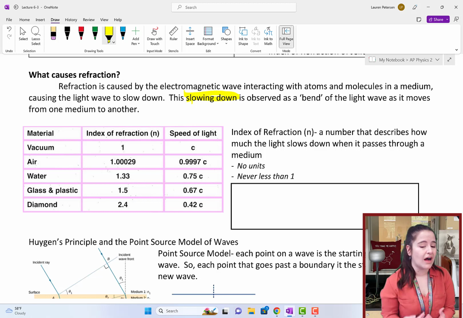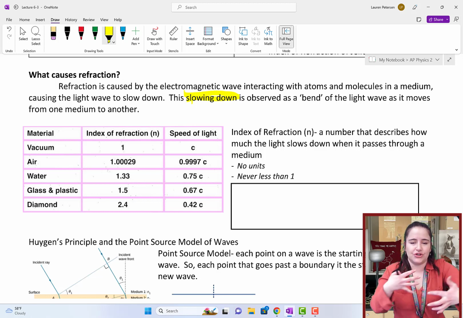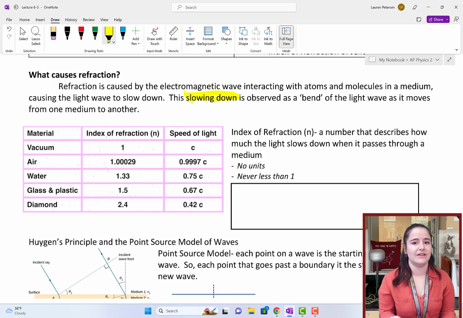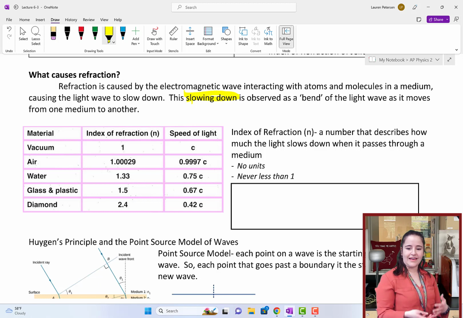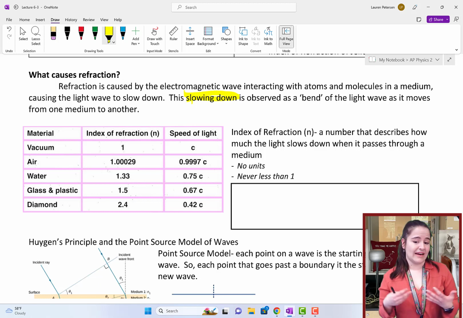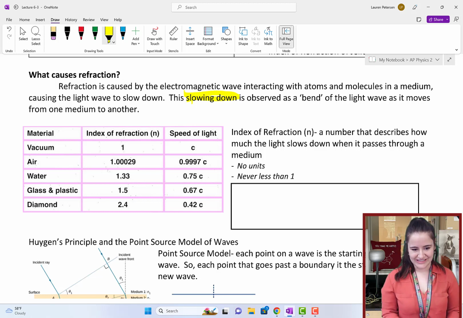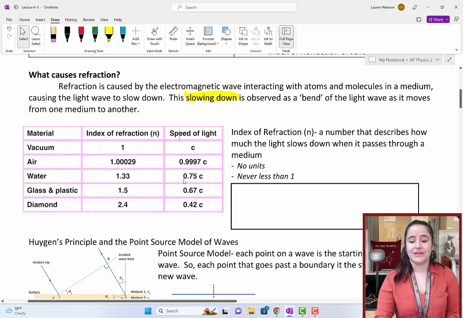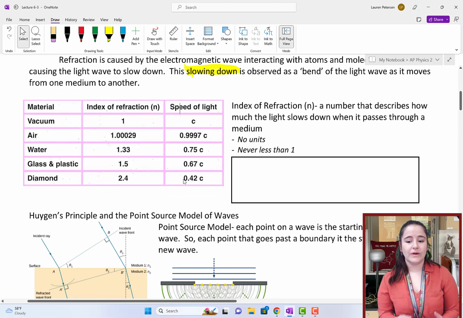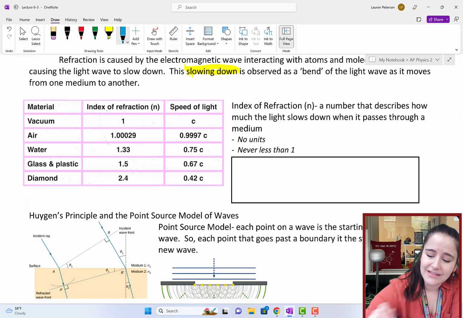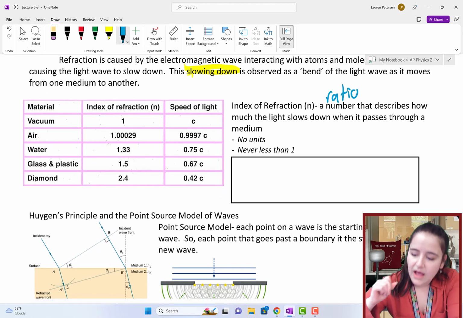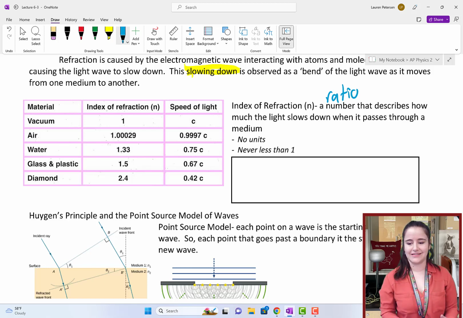Now, what actually causes refraction is that interaction between the light wave, the electromagnetic wave, and the atoms or molecules in the substance itself. And how much it interacts can determine how much it speeds up or slows down. The way that we quantify that is through the index of refraction, which is just a number. It's basically a ratio that describes how much the light slows down when it passes through a new medium.